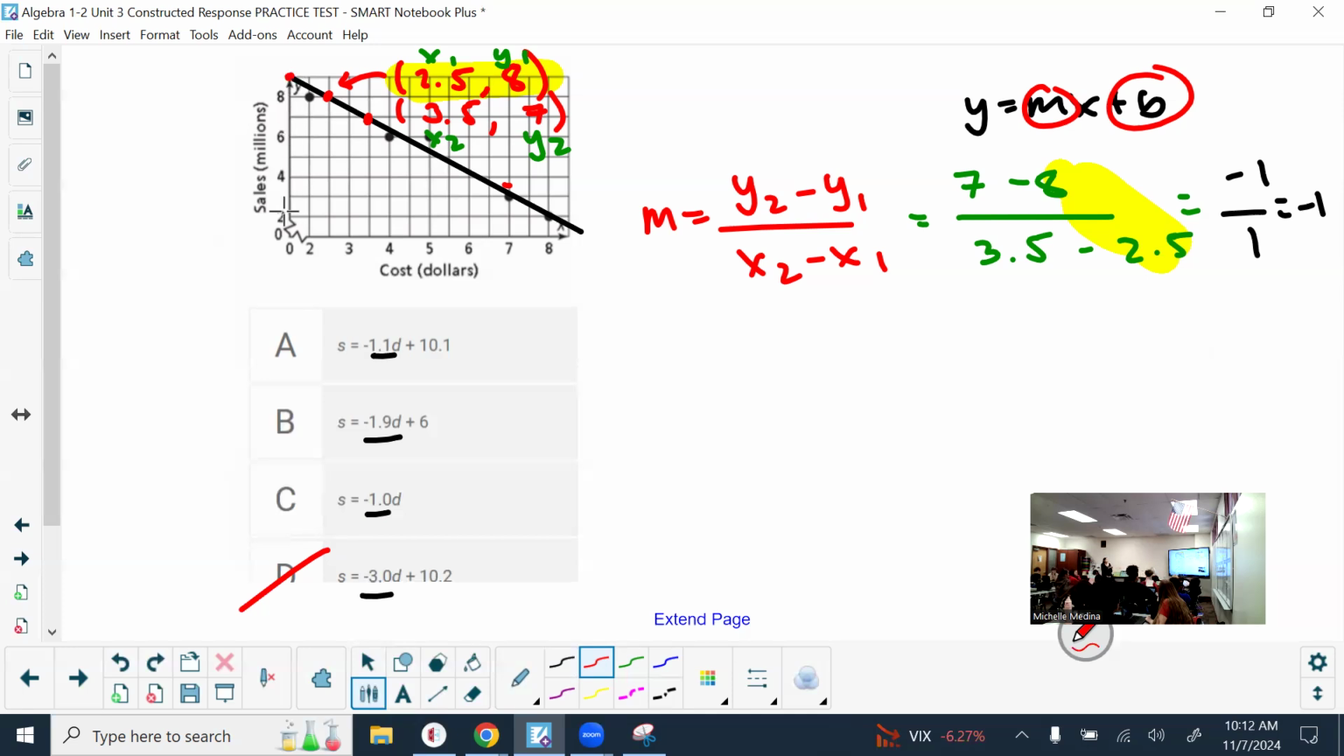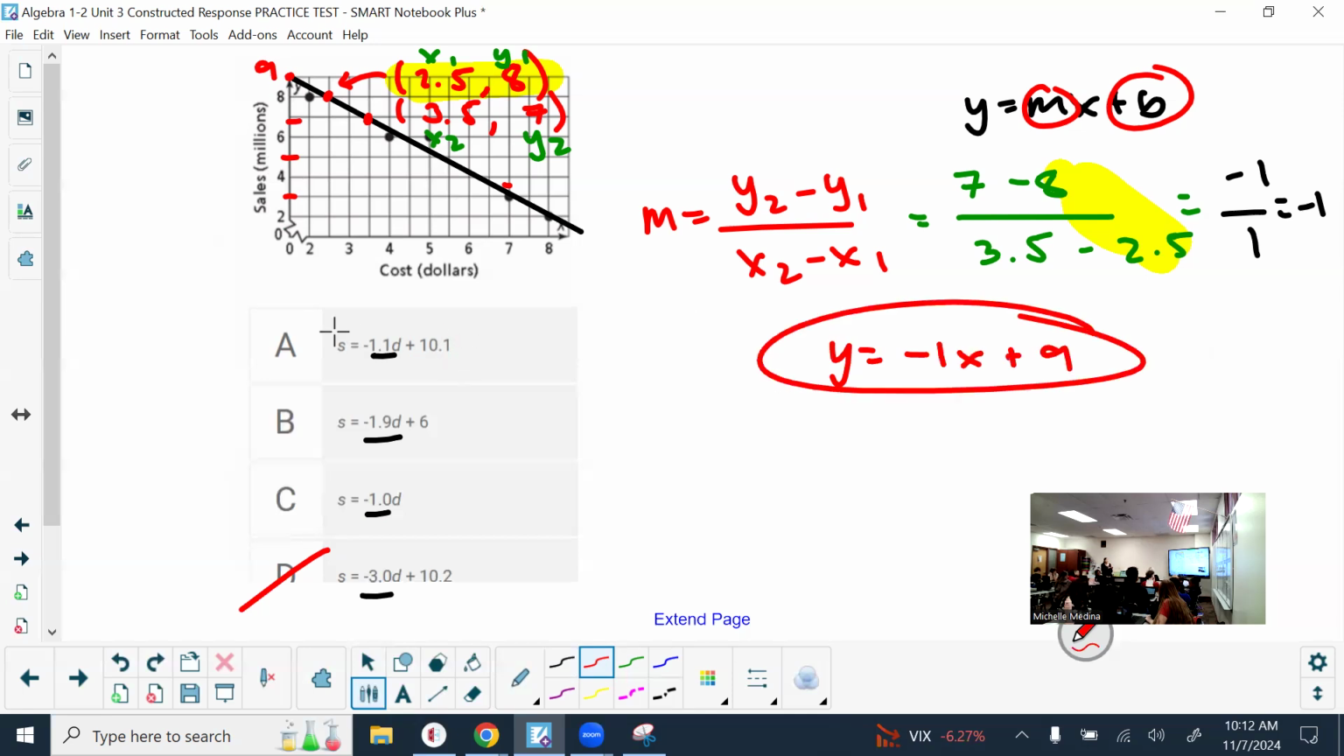9 actually, because it goes 2, 3 there, 4, 5, 6, 7, 8, 9. So if my y-intercept is about 9, this is what I'm estimating it to be in slope-intercept form. Are there any of these options that I can exclude based on the y-intercept? Okay, because C has a y-intercept of what? 0, and it really doesn't look like this line is going through the 0, right? So don't pick that one.